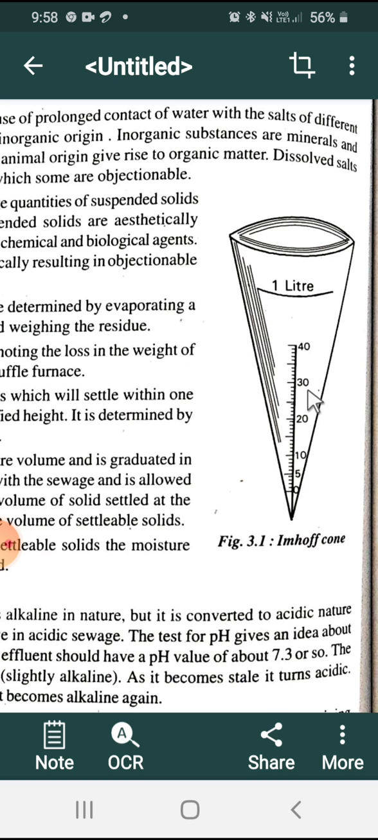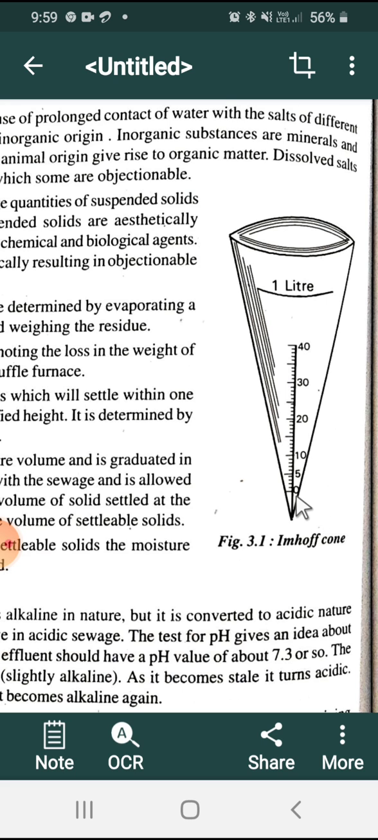That stand is just like a burette stand. You have to fix it into that stand so that it stands vertically. Now you have to add this 1 liter of sewage into this. After adding, you have to give some time. In the specific time, this sewage is going to settle here. The particles, the solids which are present in the water, start settling.